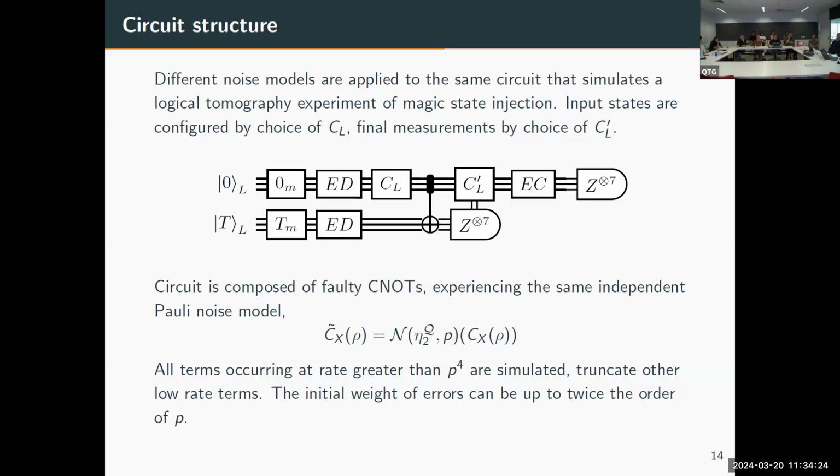As far as the simulation went, we simulated every single term up to, as it says there, a rate greater than p to the 4. At that point everything ends up saturating anyway, because the distance is so small that the lowest-order terms become prominent straight away, and these other terms become less relevant.